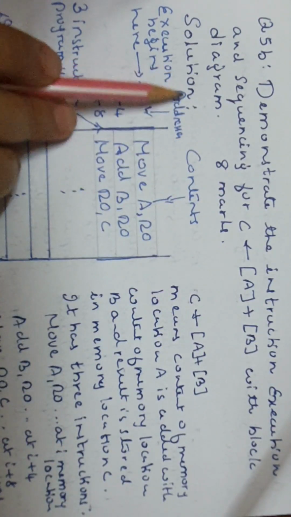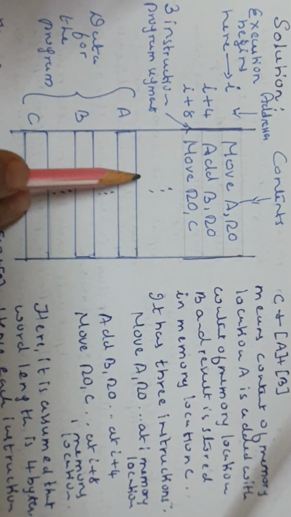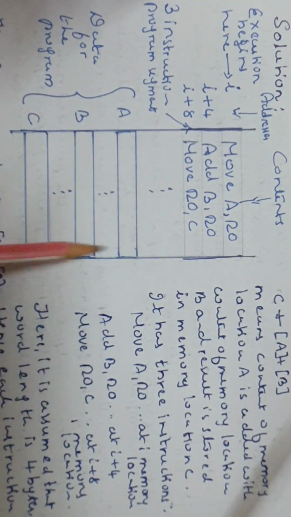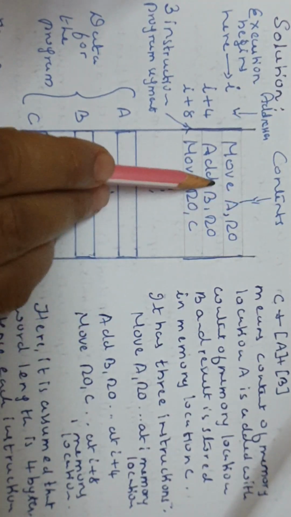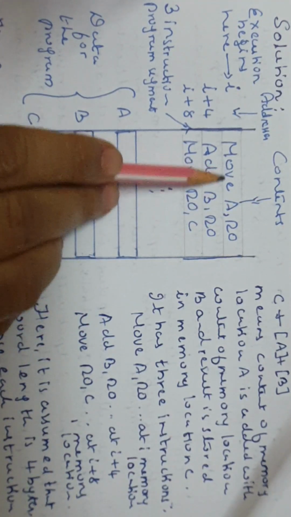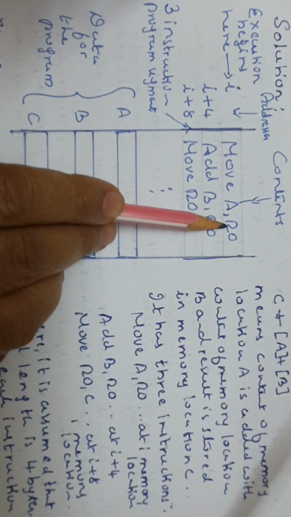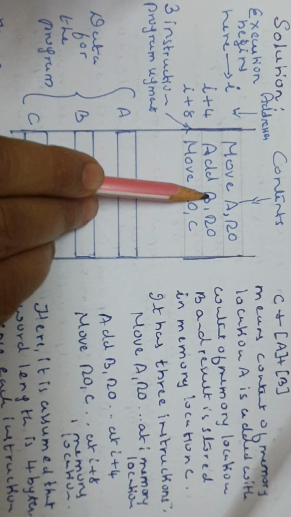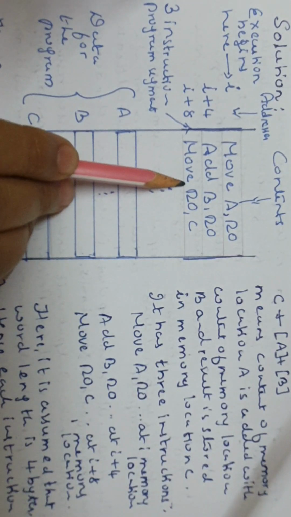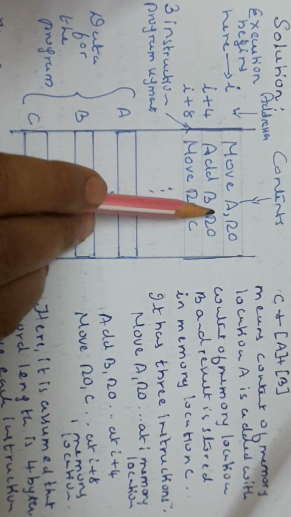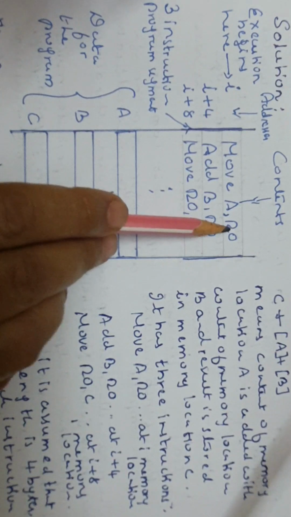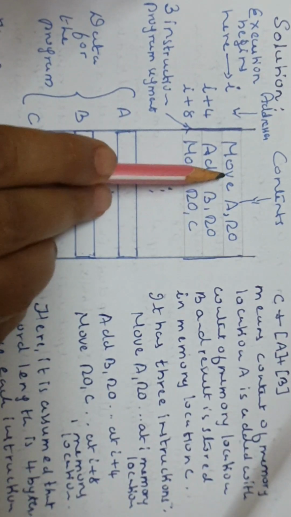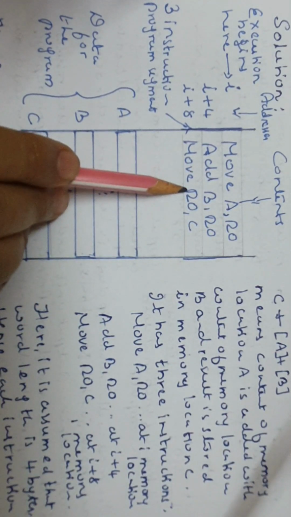Right. Solution. So this is the block diagram for the asked question. So these are the memory locations where contents are shown here. So this is the first memory location content. One instruction is stored, and in the second memory location, the second instruction. Third memory location, third instruction. C equal to A plus B needs these 3 instructions, and these are written in assembly language here.